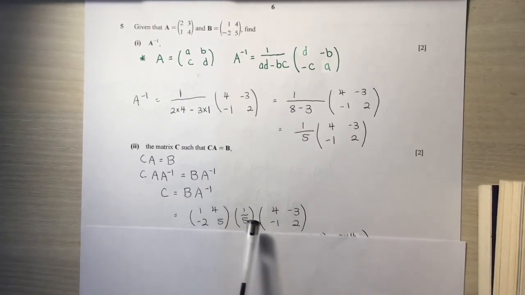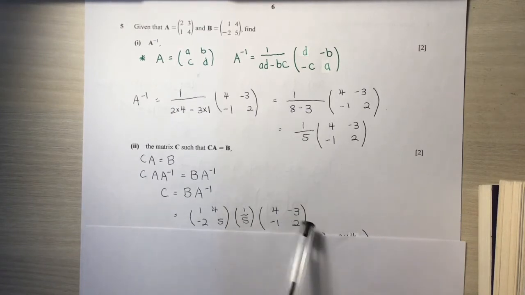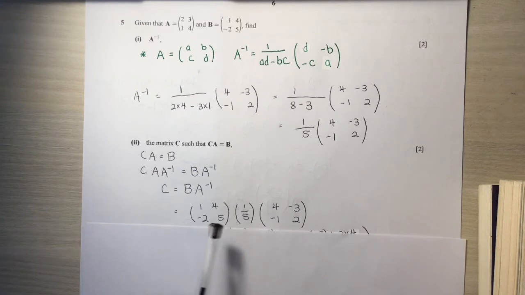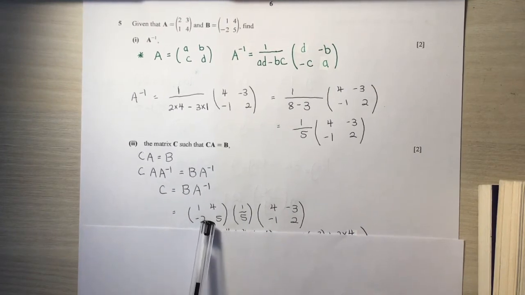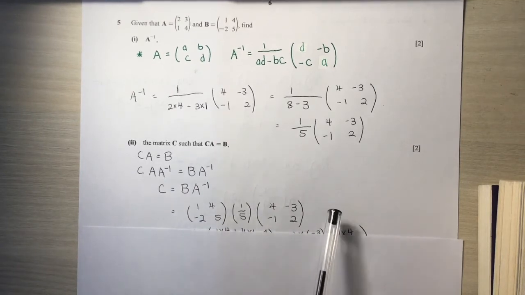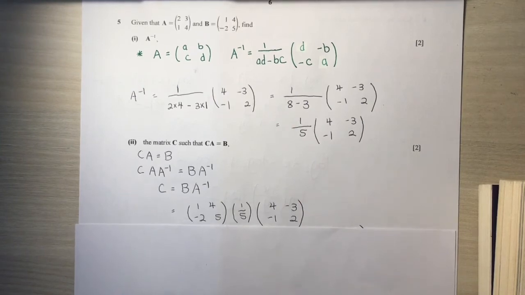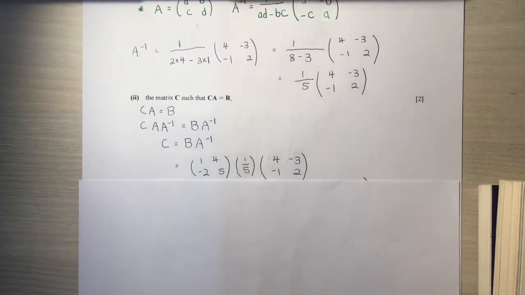So the 1 over 5 over here, you don't have to move it into the brackets. You can always move it in front of these two matrices. The position of 1 over 5 can be changed, but the position of these two matrices cannot, because the sequence matters. You cannot move B to the back, but you can change the 1 over 5 to help us with the calculation. This is the basic law of matrix multiplication.